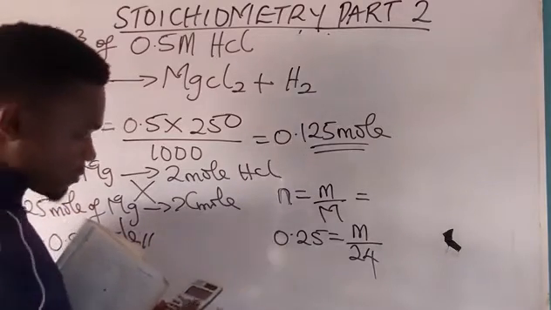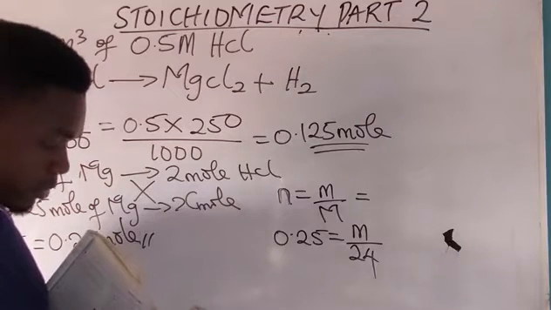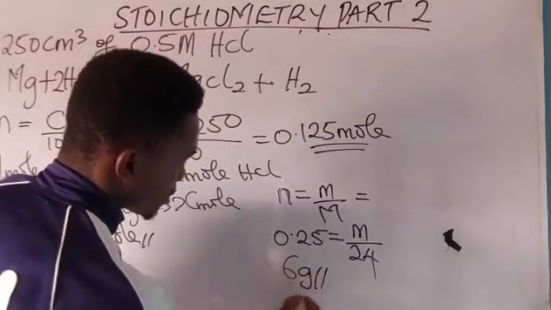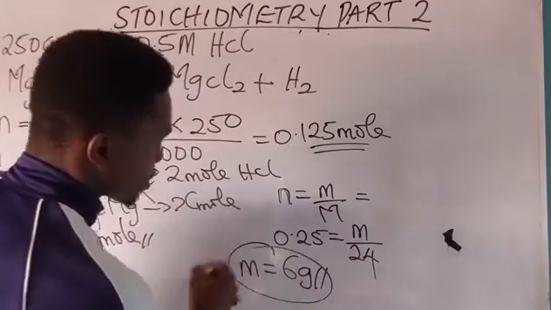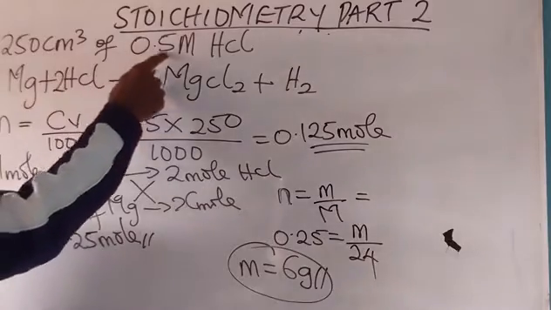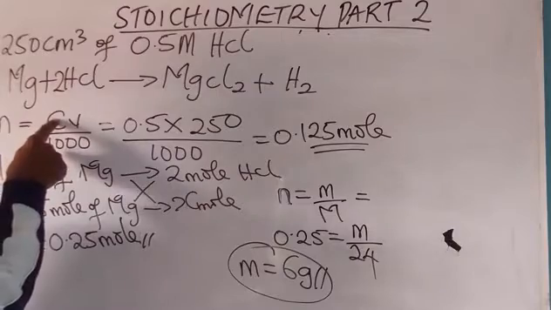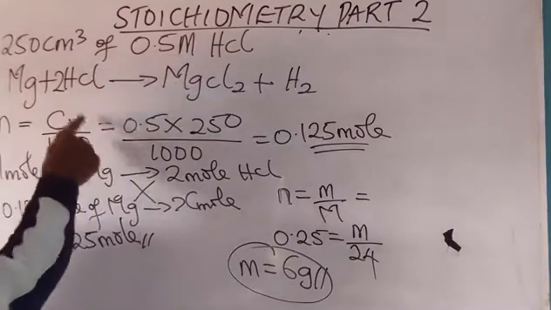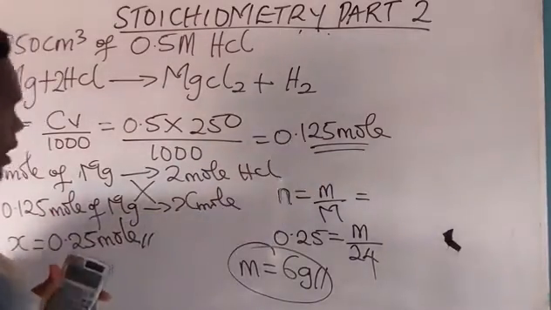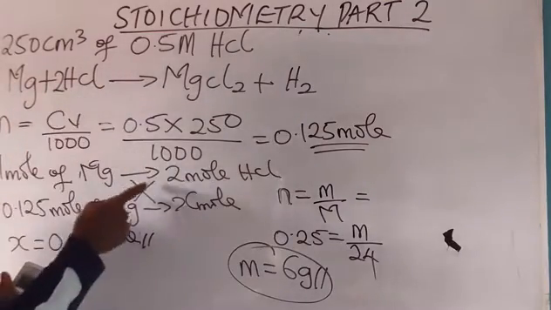It therefore means that 24 times 0.25 equals 6 grams. So the mass is 6 grams. Let us take it again. The number of moles equals concentration, which is 0.5, times the volume divided by 1000, and you get 0.125. So 1 mole of this produces 2 moles of this.